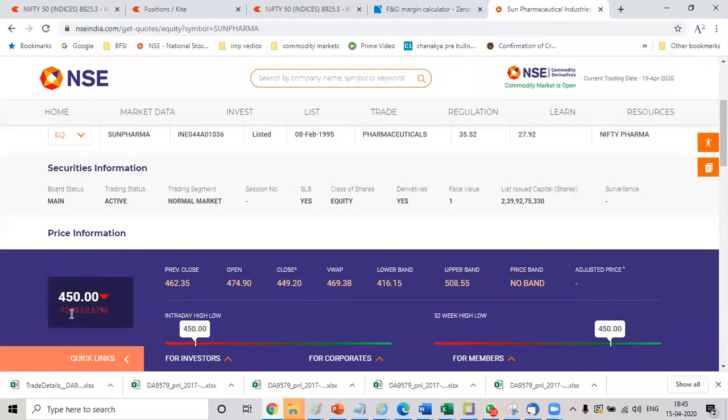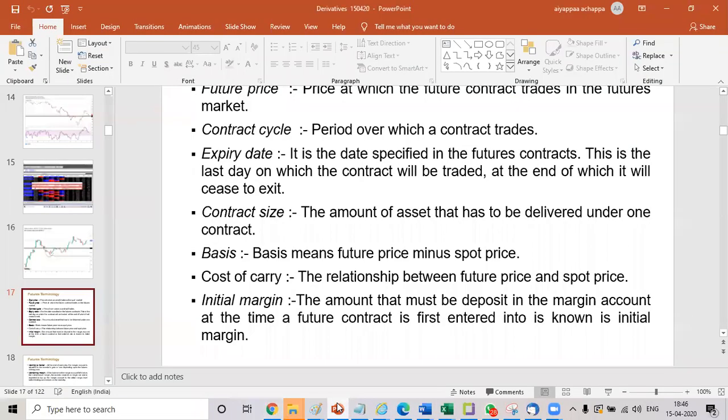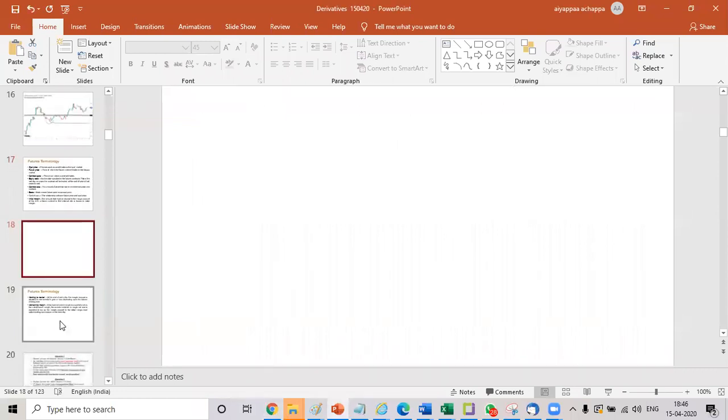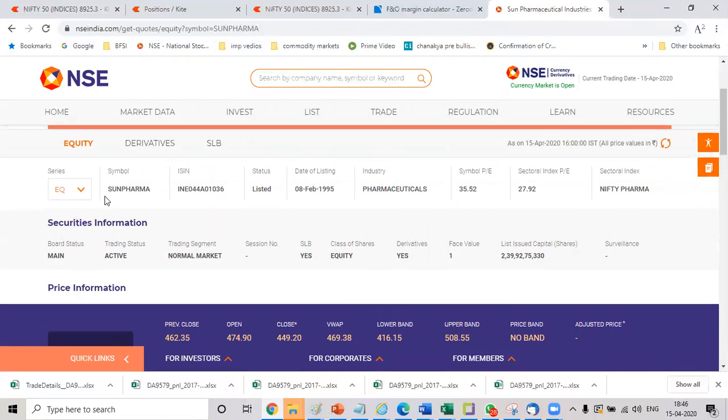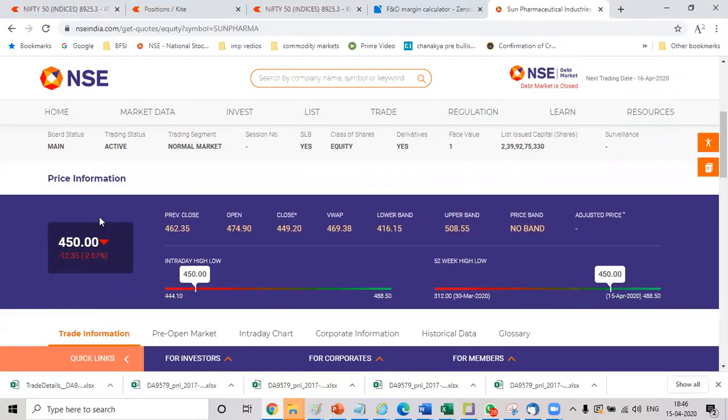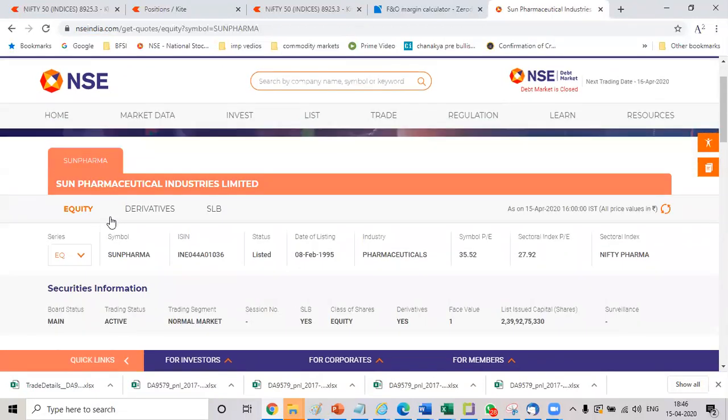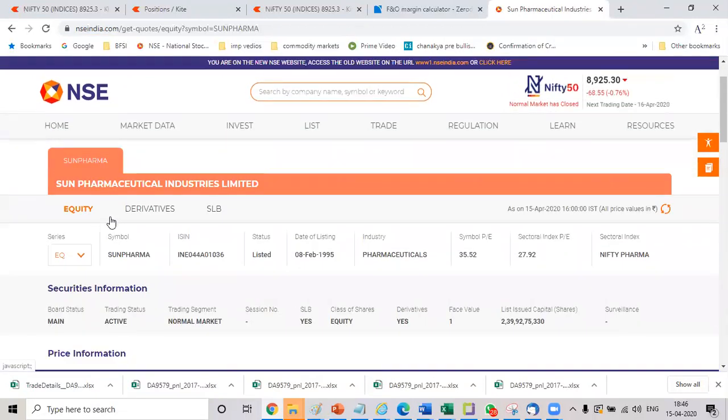So here you have to pay 450, and then the shares will get credited in your demat account within 2 days. In India, spot markets are called EQ, and they're also called the cash market. So 450 you have to pay, and within 2 working days you will get the delivery of the shares.